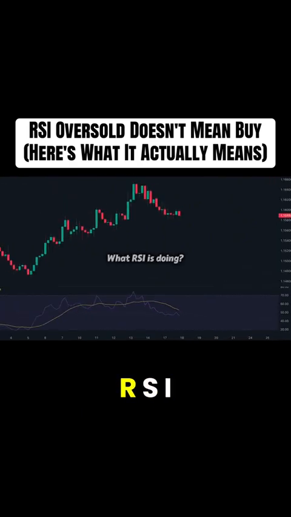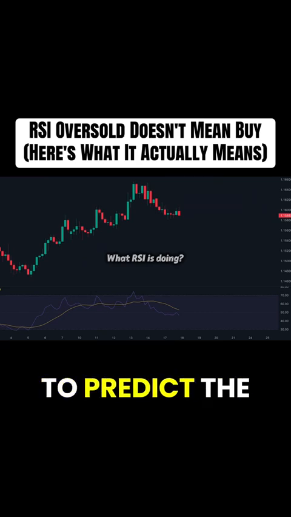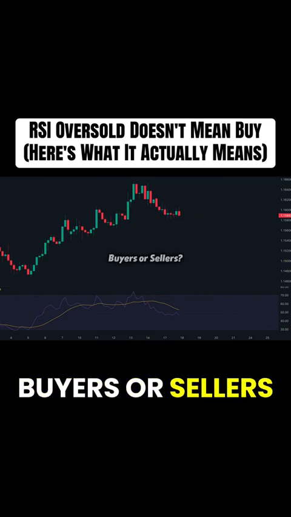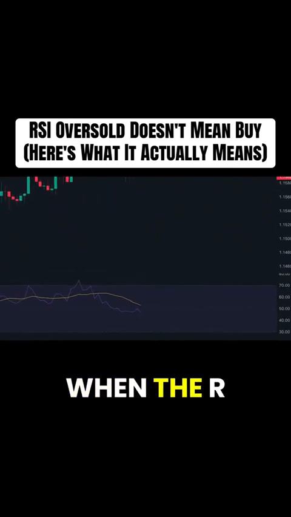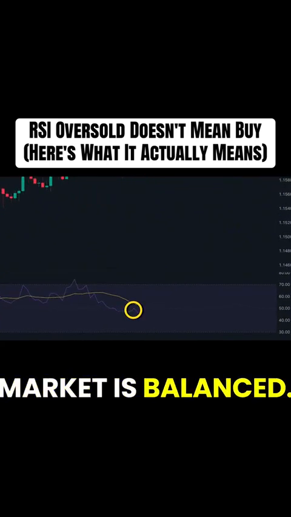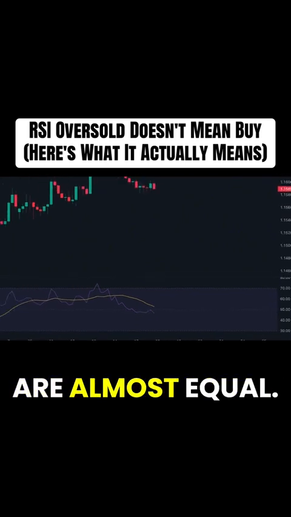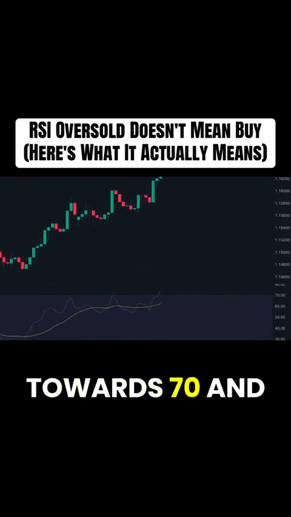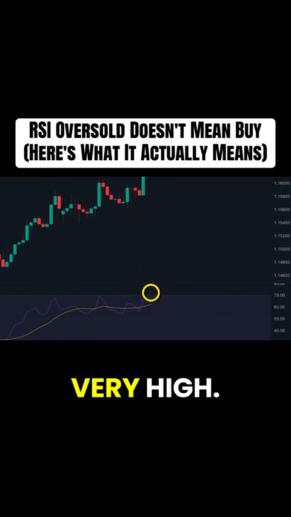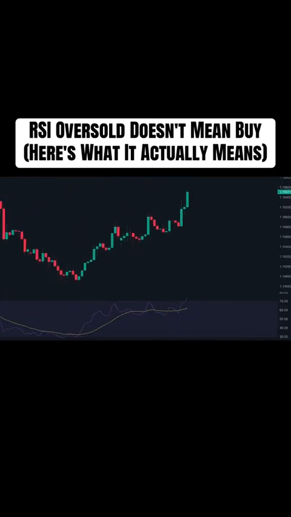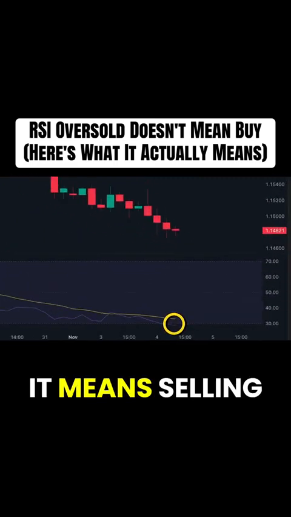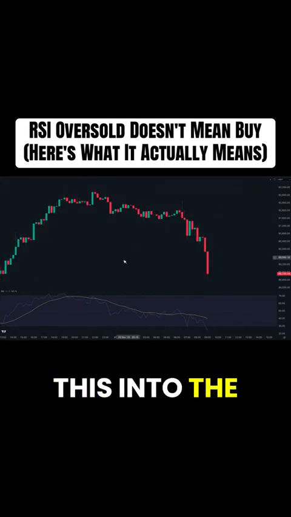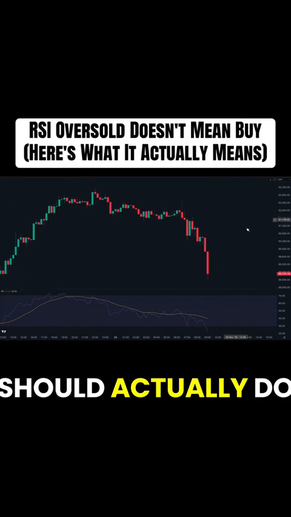First, understand what RSI is doing. It's not trying to predict the future. It's simply telling you, right now, who is stronger, buyers or sellers, and how strong are they. When the RSI is around 50, it means the market is balanced. Buyers and sellers are almost equal. There's no clear strength yet. When the RSI pushes towards 70 and above, it means buying strength is very high. The market is strong to the upside. When the RSI drops toward 30 and below, it means selling strength is very high. The market is strong to the downside. Now let's break this into the three zones you care about and what you should actually do there.